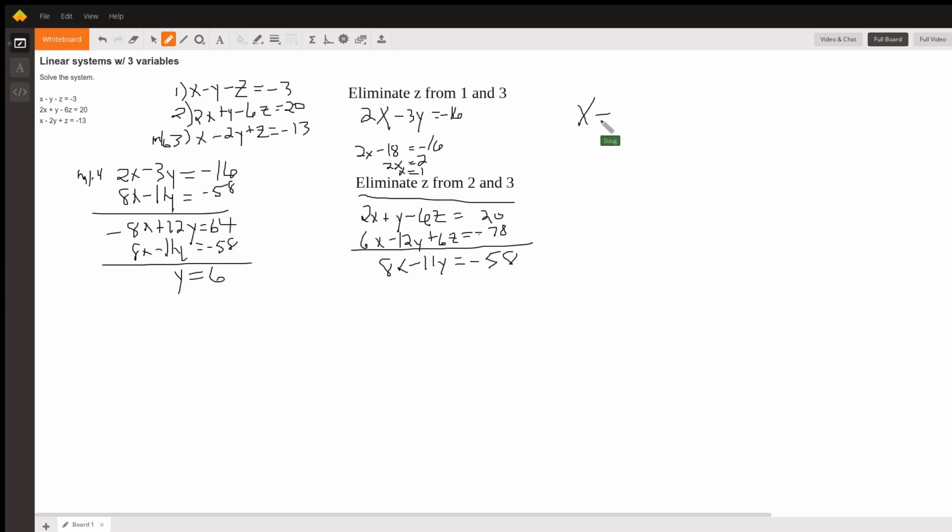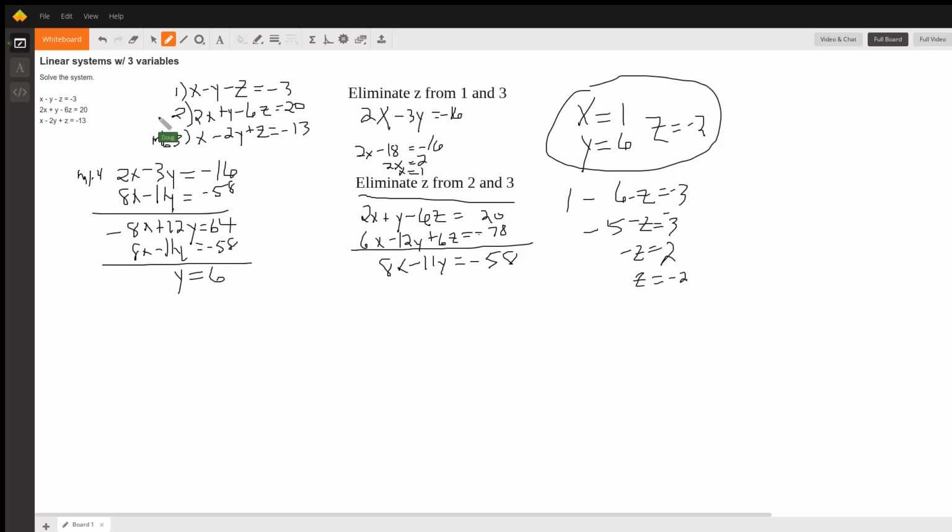So far I've got x equals 1, y equals 6. I still need to find out what z is. So I go back to one of these first three equations, put 1 in for x, 6 in for y, see what happens. I've got 1 minus 6 minus z equals minus 3. Negative 5 minus z equals negative 3, sorry. Minus z equals 2. z equals negative 2. So there's your solution set right there. And you can check those values in all three equations and you'll see that they do indeed work. There you go.